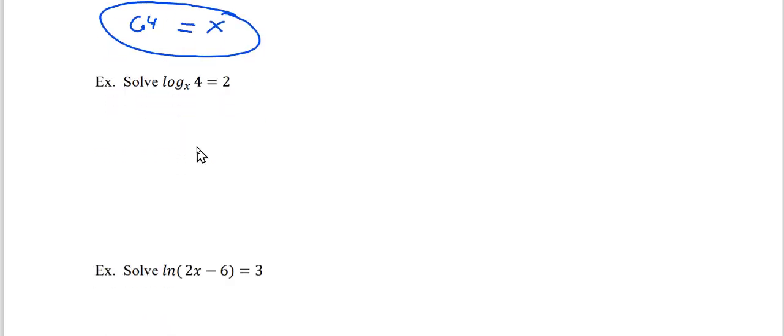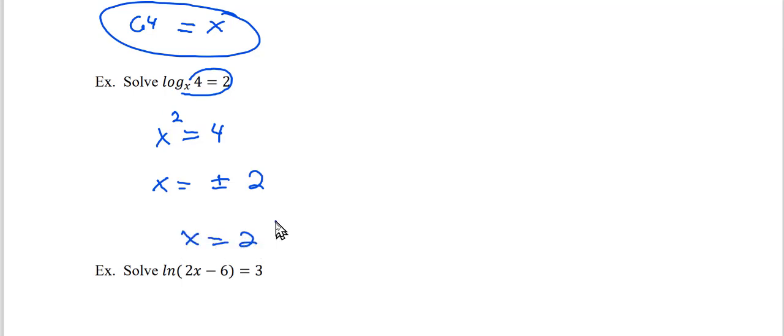Here's another one. Make our loop. x squared equals 4. Solving that, we would get x equals plus or minus 2. However, our base cannot be negative. So our only answer here is x equals 2. Log base 2 of 4 would equal 2.